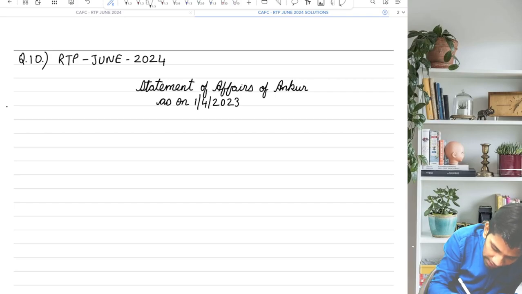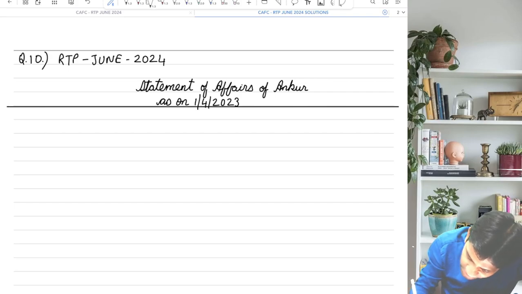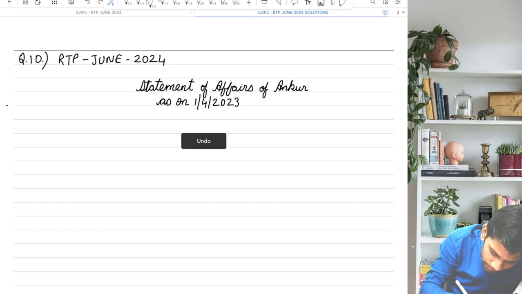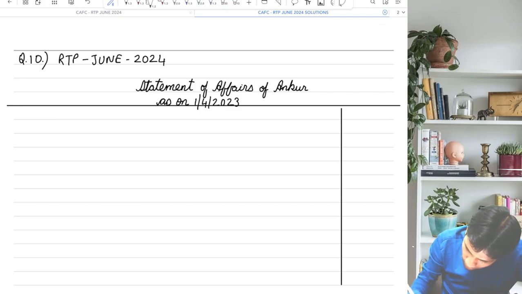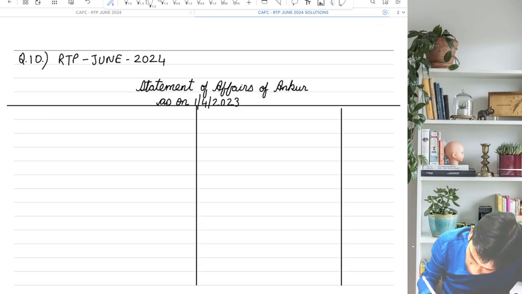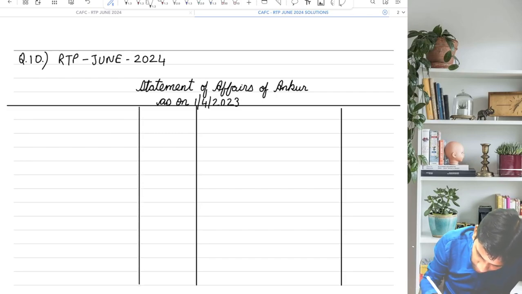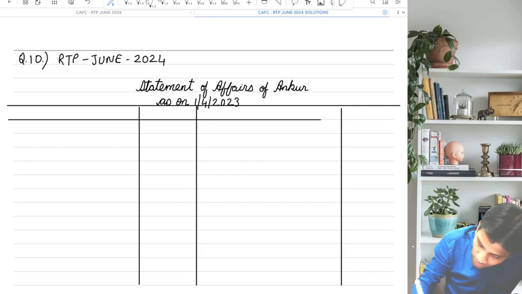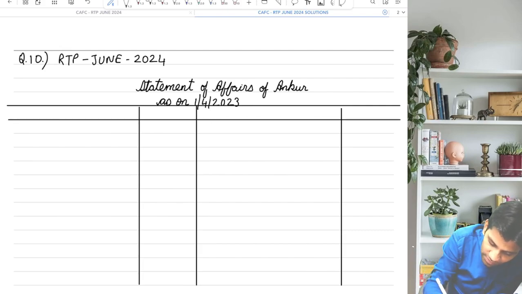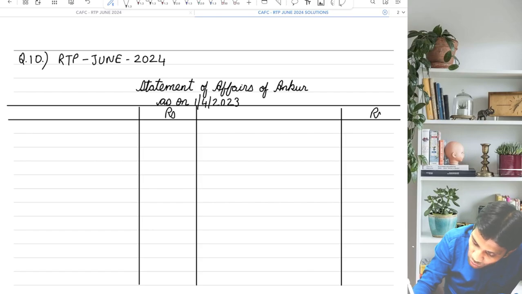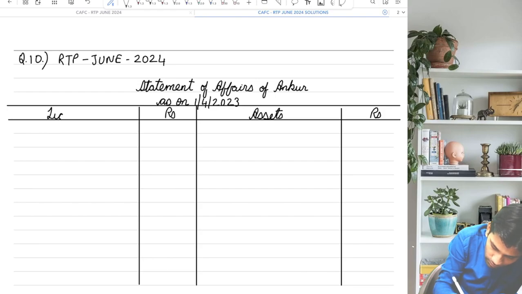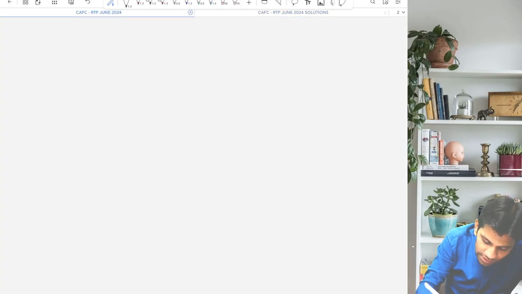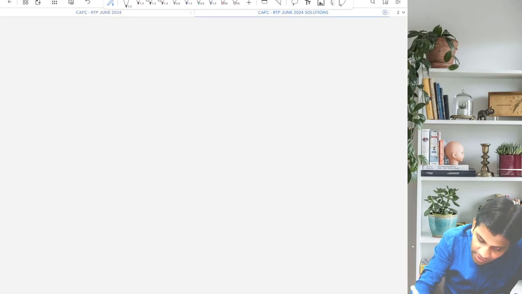Let me prepare the balance sheet. So statement of affairs is nothing but the balance sheet. This is how a normal balance sheet will be prepared. Guys, I'll tell you only one column to be prepared in the opening balance sheet as well as the closing balance sheet. All adjustments to be made in the closing balance sheet. Let's start doing the posting. Cash in hand, 1750.